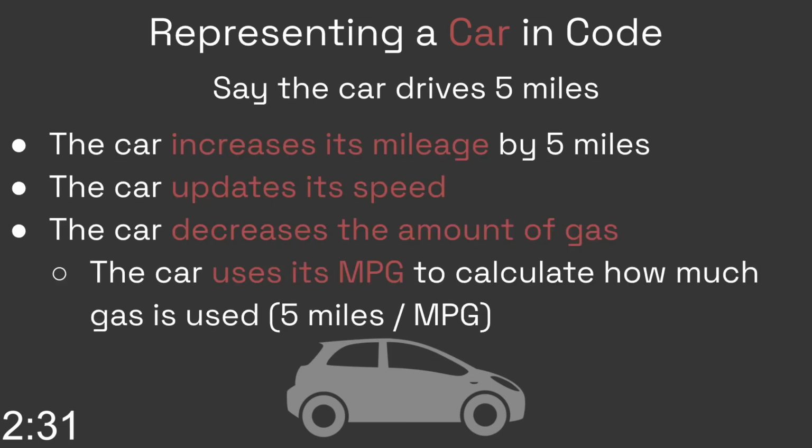Let's take a look at what a car's drive method might look like. If we have the car drive 5 miles, our drive method should most likely increase the mileage by 5 miles, update the car's speed to some value, and decrease the amount of gasoline in the car based on the car's specific gas mileage. It should start making sense how methods and attributes relate to one another.